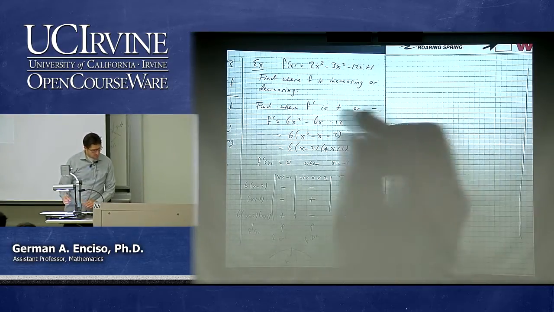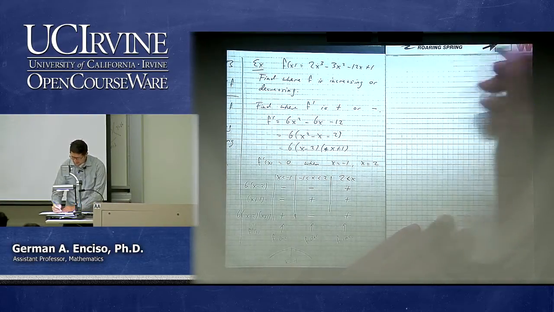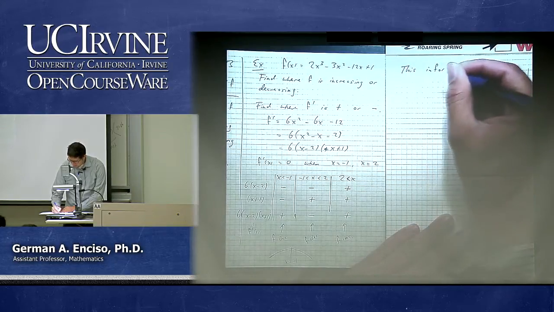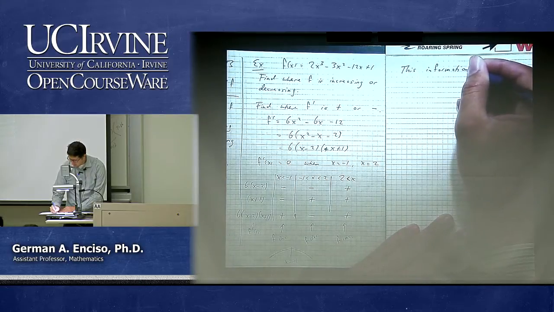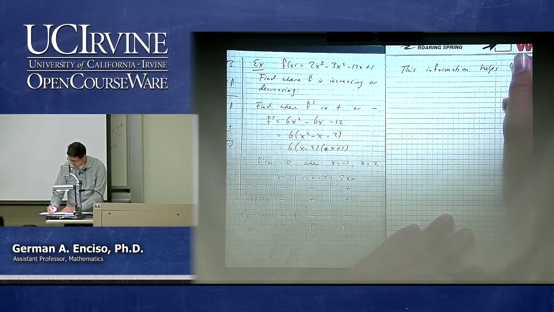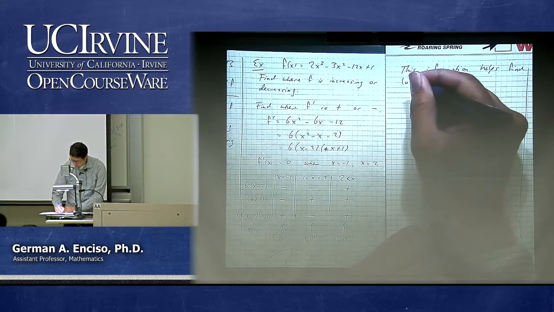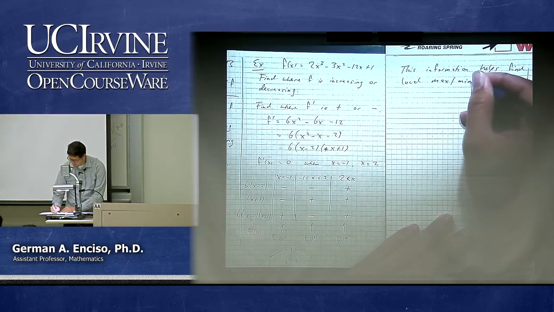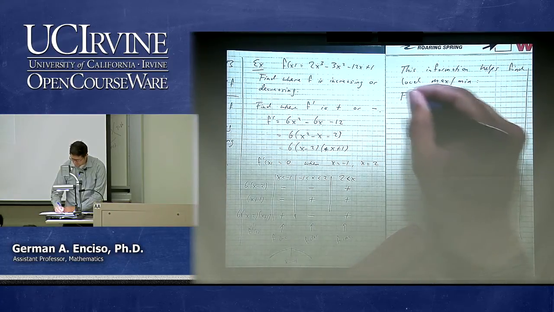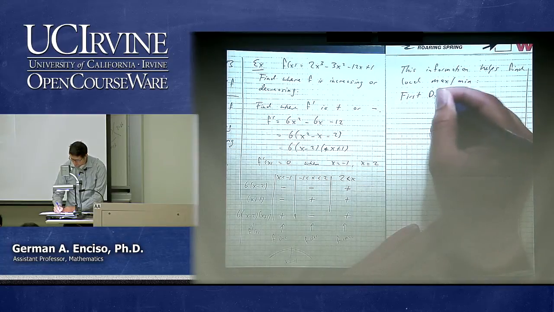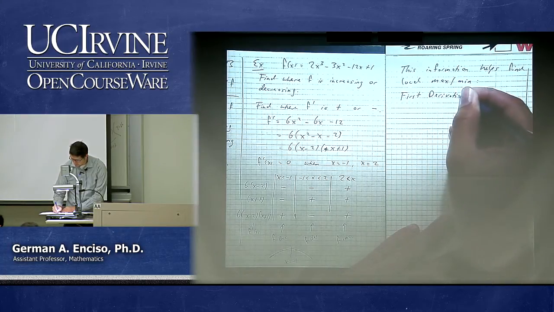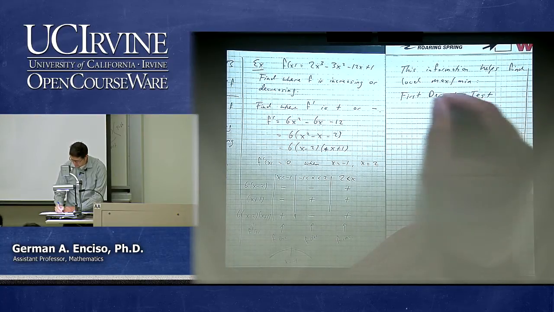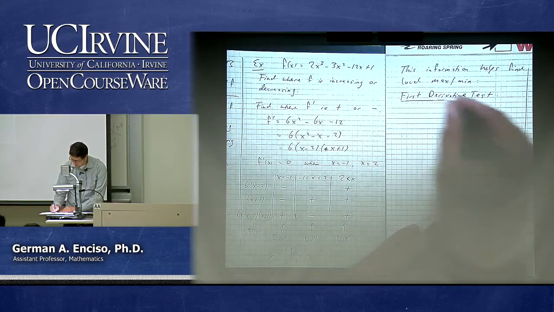So this brings us to what's called the first derivative test. So this information helps find local maxima and minima. We can form what's called the first derivative test, which says the following.